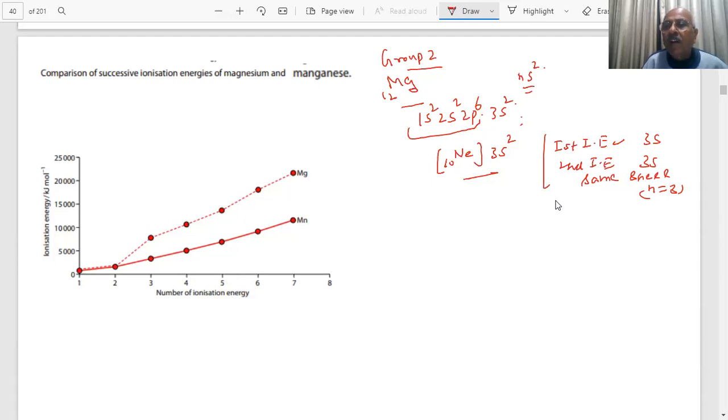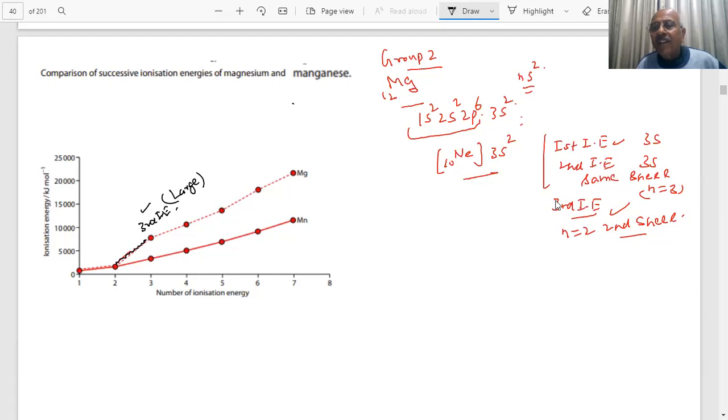But when I remove the third electron, the third ionization energy, the electron will go from n equal to 2, the second shell. So what will happen? There is a large increase. You can see there is a large increase from the third ionization energy. This is the first, second, and third ionization energy of magnesium. There is a large increase.